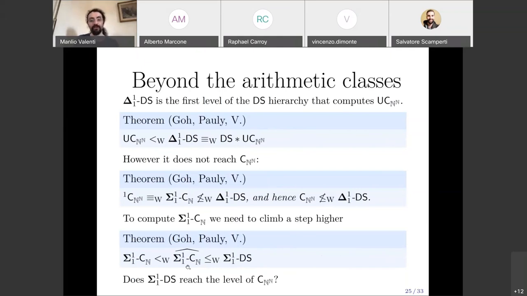But answering this question is really not trivial. And I will tell you more about this. In particular, let me talk a bit more about this problem here, Sigma^1_1-CN parallelized.